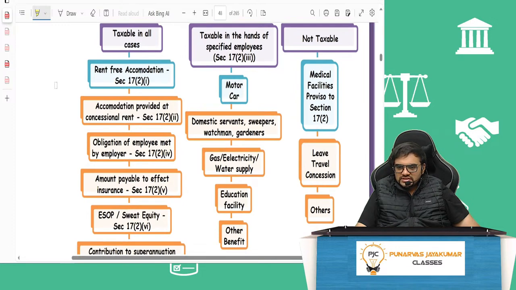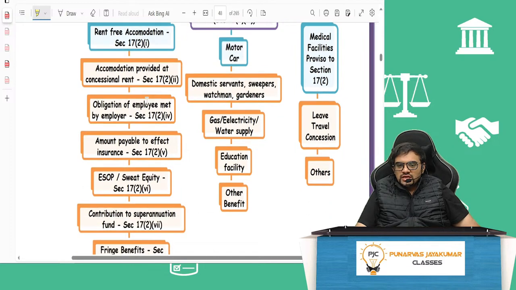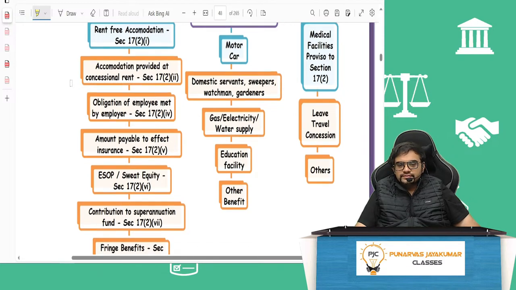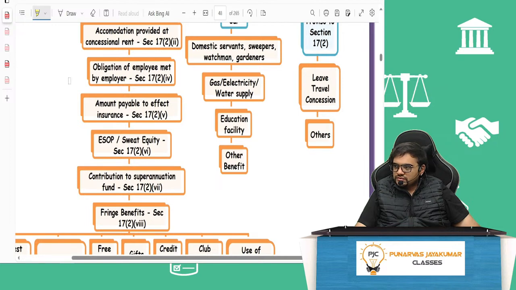Taxable in all cases: rent free accommodation, RFA, is taxed. Accommodation provided at concessional rent will be taxed. Obligation of the employee met by the employer, meaning the employee had to pay that amount but the employer paid it, for example children's school fees paid directly by the employer, will of course be taxed. Amount payable to effect insurance, insurance policy paid by the employer on behalf of the employee. ESOP or sweat equity is also taxed.